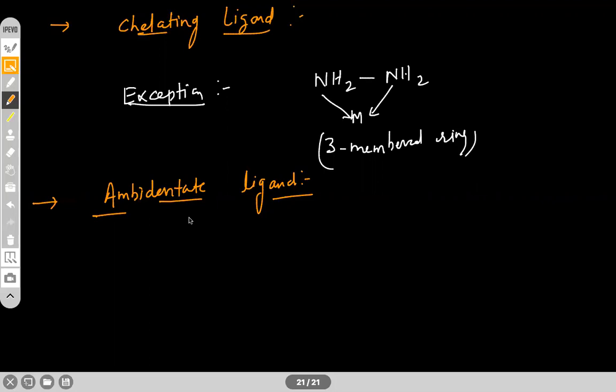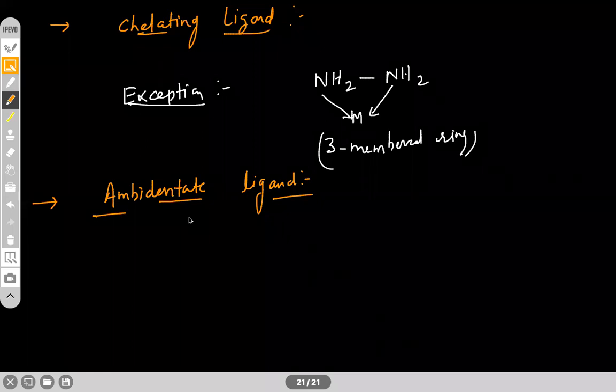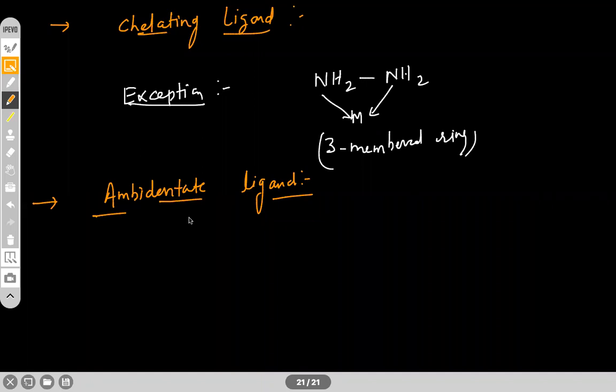Sir, could you repeat the last part? Your voice is breaking. I'll repeat again. The ligands which have more than one donor atom or site available, but while forming a complex, only one donor atom is attached to the metal ion at a time. It's not like all the donor atoms will attach. So, for example, you see cyanide ion.